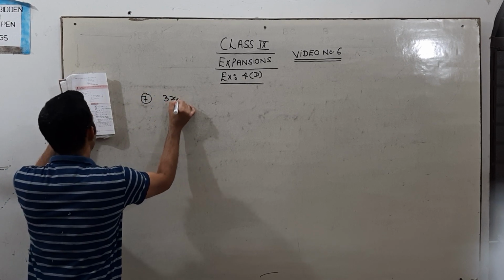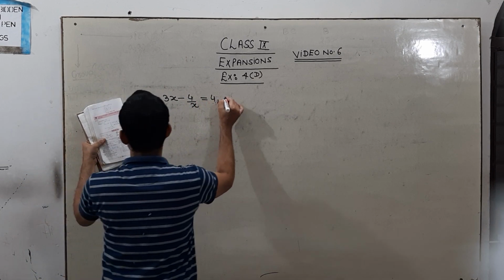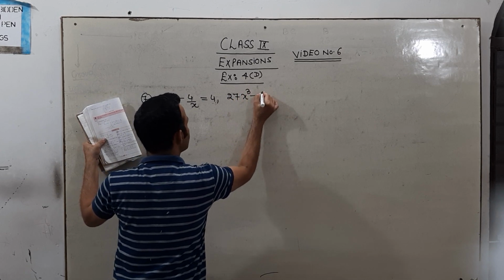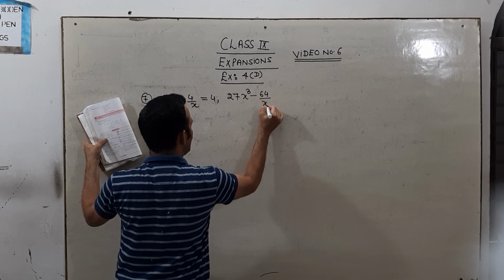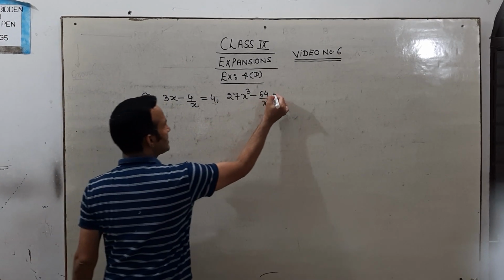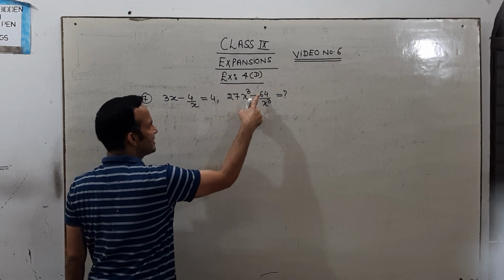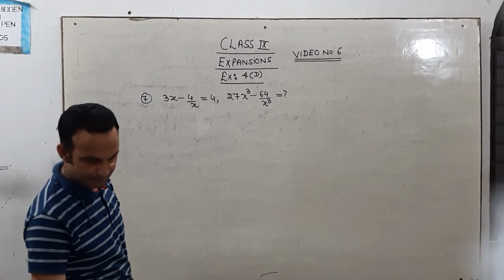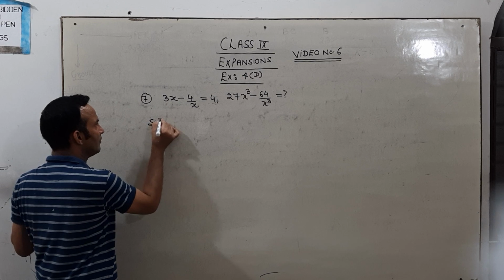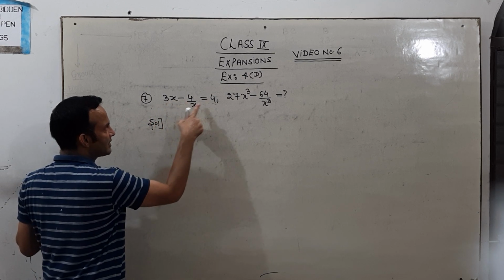Here, 3x minus 4 upon x is equal to 4. We have to find 27x cube minus 64 upon x cube. Okay. Now see, means what is the value of 27x cube minus 64 upon x cube? See the solution. Given is what? 3x minus 4 upon x is equal to 4.